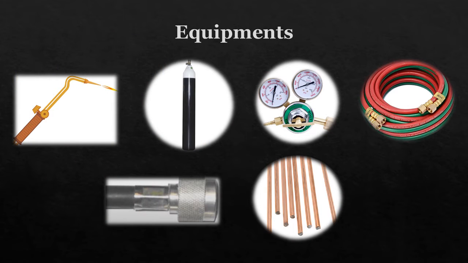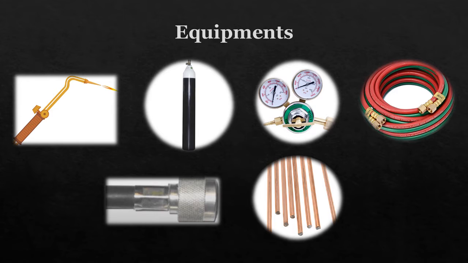Then, the equipment of oxyfuel gas welding. First is the welding torch. The welding torch is the most important part of oxyfuel gas welding. There are valves for each gas which control the flow of gases inside the torch. Then the next is the cylinder. There are two cylinders in oxyfuel gas welding. The first one is the oxygen cylinder. For proper burning of fuel, an appropriate amount of oxygen is required. This oxygen is supplied by an oxygen cylinder.